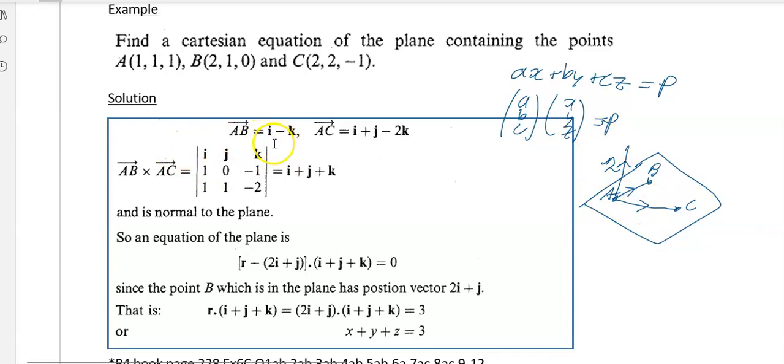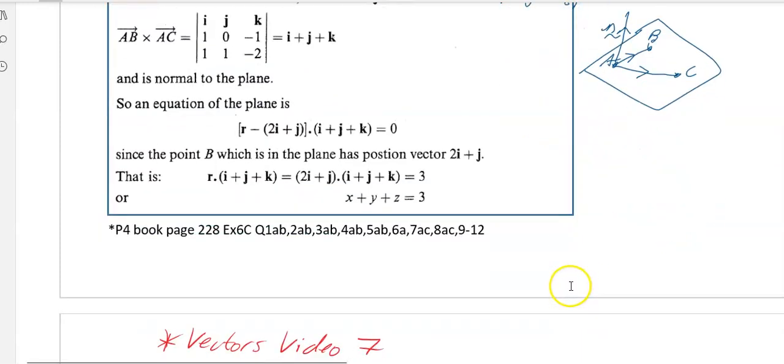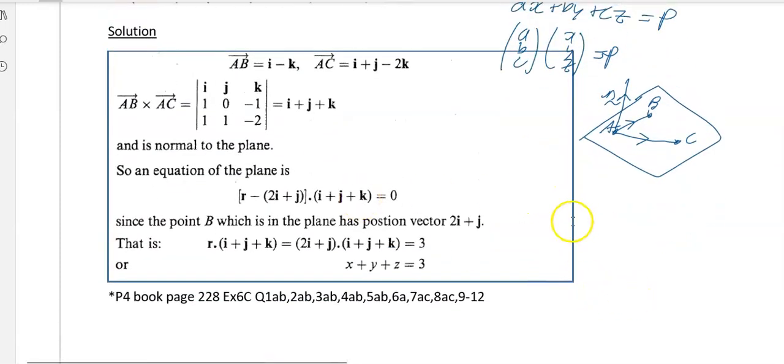So they found A to B, they found A to C, and then they're doing their vector product. So it's a determinant of a 3 by 3, remember. First row is just i, j, k, second row is just this one, so 1, 0, minus 1. And the third row is just this one here, the A to C, so it's 1, 1, minus 2. When they've done that out, they've omitted the working out for that, and they've just got i, j, k. So that is normal to this plane.